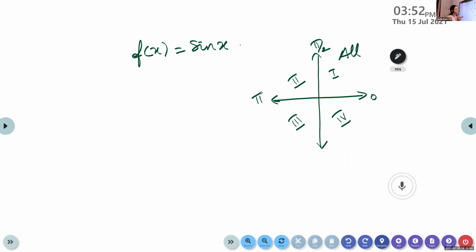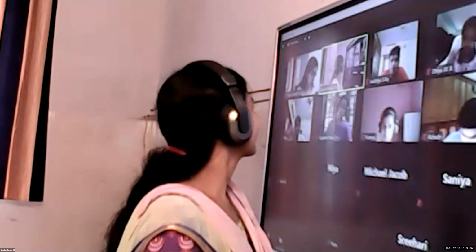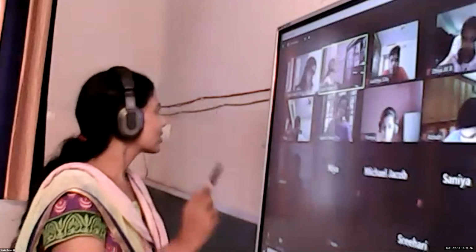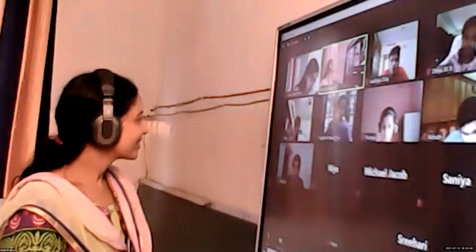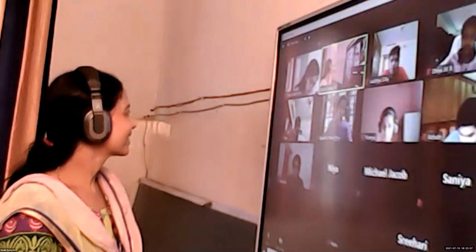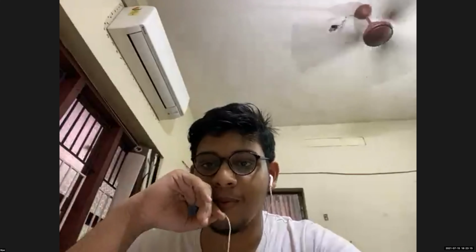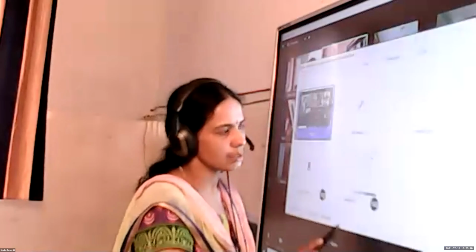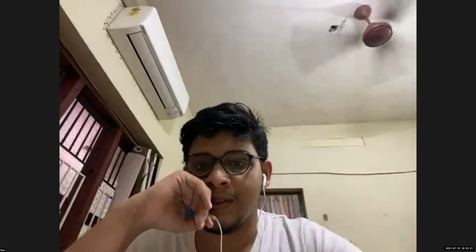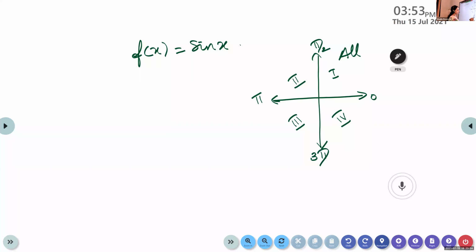270, how will you denote? 270 is 90 into 3. Now give the answer. 3 pi by 2. Just 3 pi by 2. And what about 0? It will coincide with 2 pi, isn't it? 360. So in the first quadrant, all the trigonometric ratios are positive.